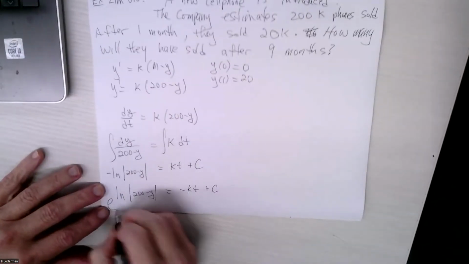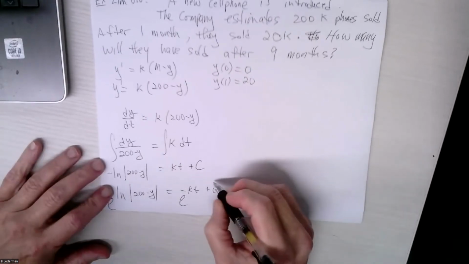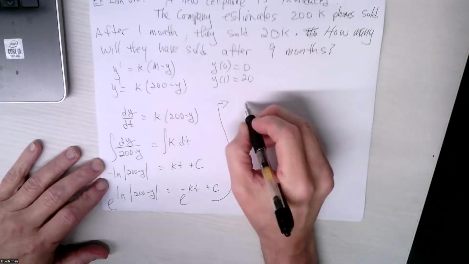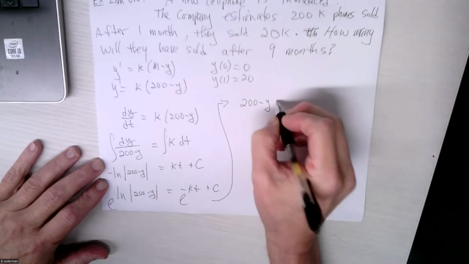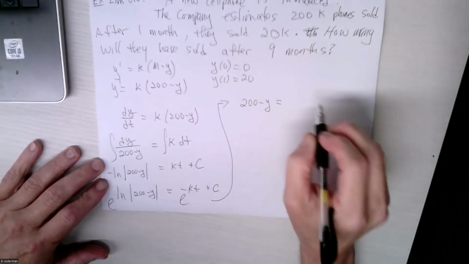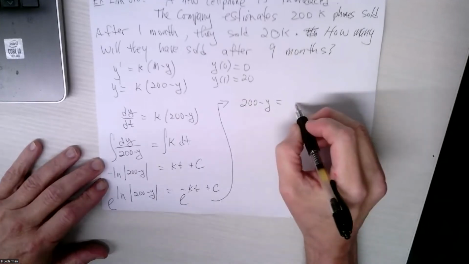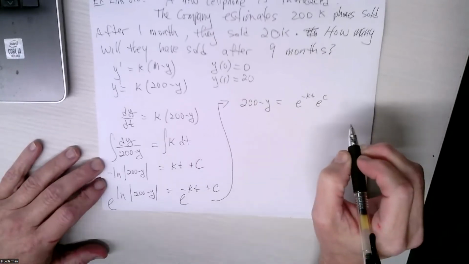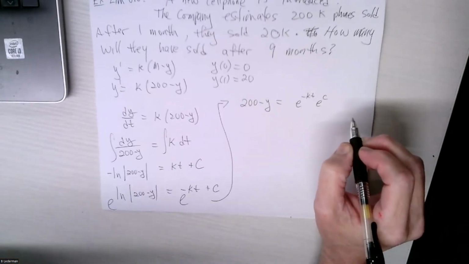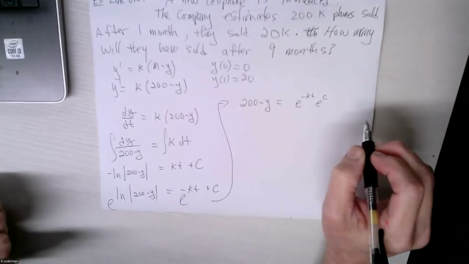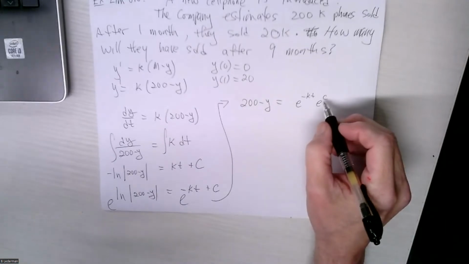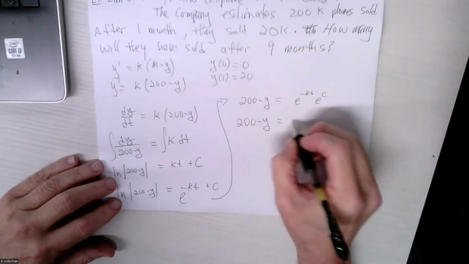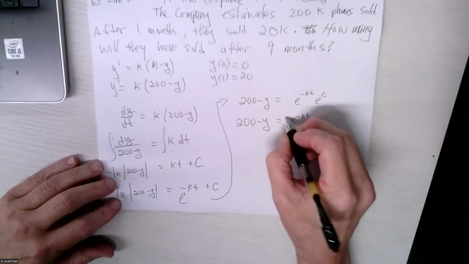Anyway, I'm going to exponentiate each side. This leads us to, and we've had something like this before, 200 minus y equals e to the negative kt times e to the c. I use k already, so I'll just call this b. So 200 minus y equals e to the negative kt times b.